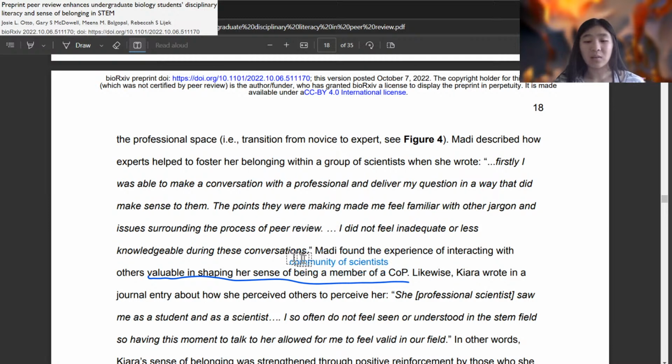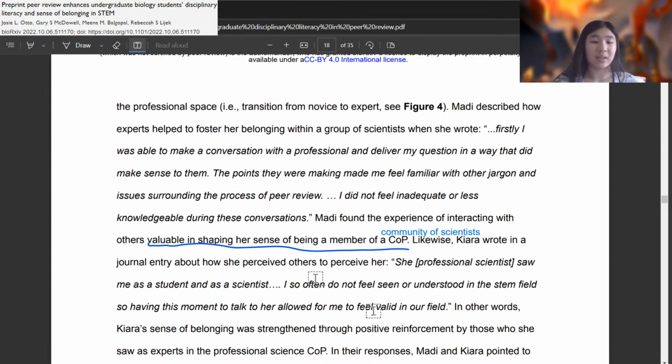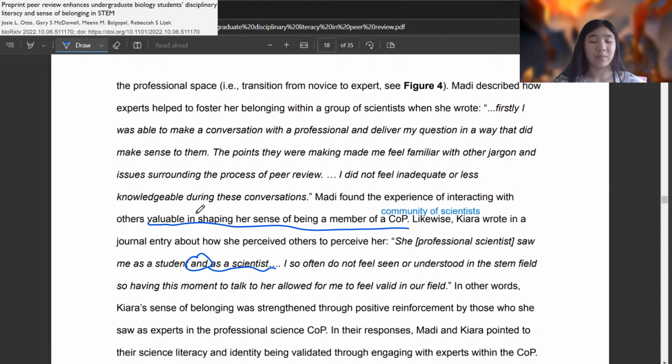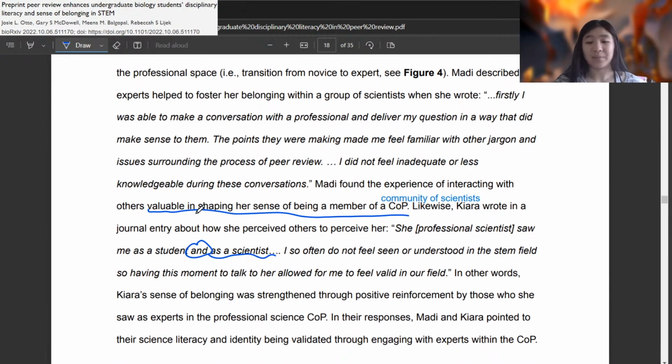Likewise, Kiara wrote in a journal entry about how she perceived others to perceive her. "She, the professional scientist, saw me as a student and as a scientist, which is a pretty big deal. I so often do not feel seen or understood in the STEM field, so having this moment to talk to her allowed for me to feel valid in our field."